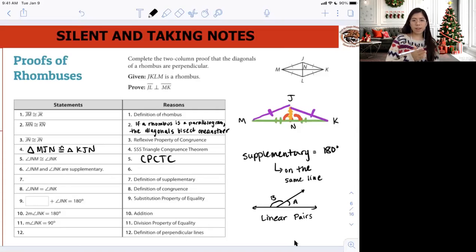So since these two angles are located on the same line, they are a linear pair, and linear pairs are supplementary. That's the linear pair theorem. Linear pair postulate, I believe, actually. It's been a while, so it's okay if you don't remember that. Okay, or no, actually, it is the linear pair theorem. My bad.